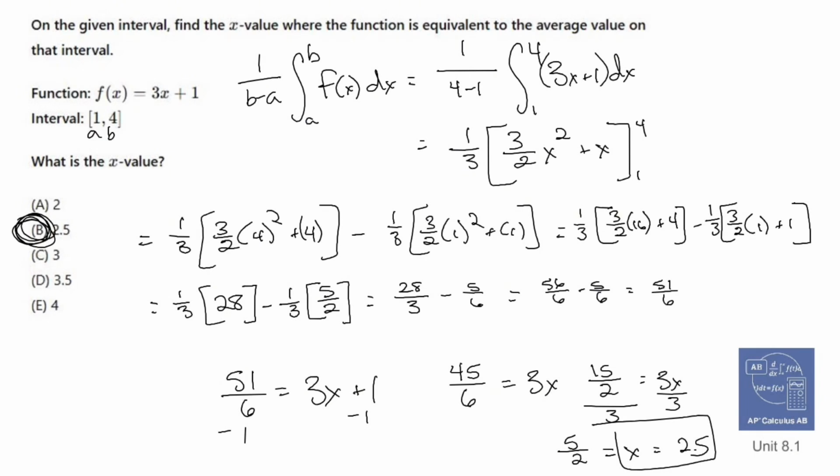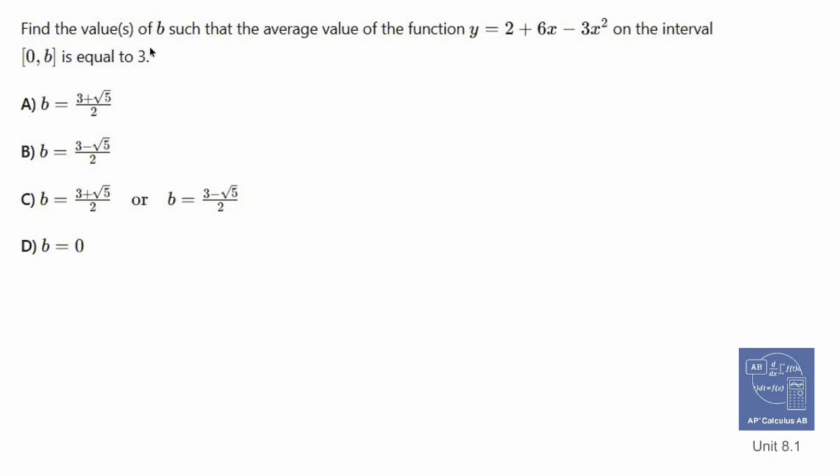Like and subscribe. Find the value or values of b such that the average value of the function y equals 2 plus 6x minus 3x squared on the interval 0 to b is equal to 3.